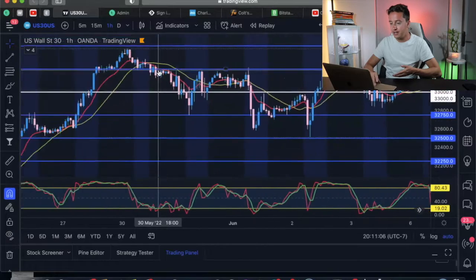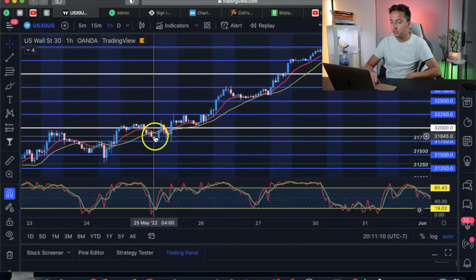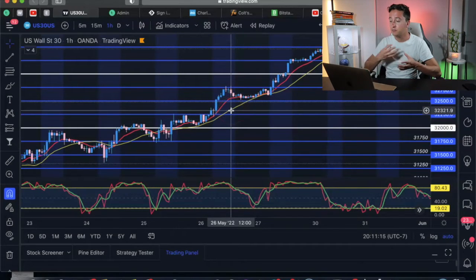But when we are in an uptrend, we can see that the candles switch to the upside and we are now above the 20 moving average. So when the candles are above the 20 moving average, that's telling us we're in an uptrend. Our overall bias is going to be long.